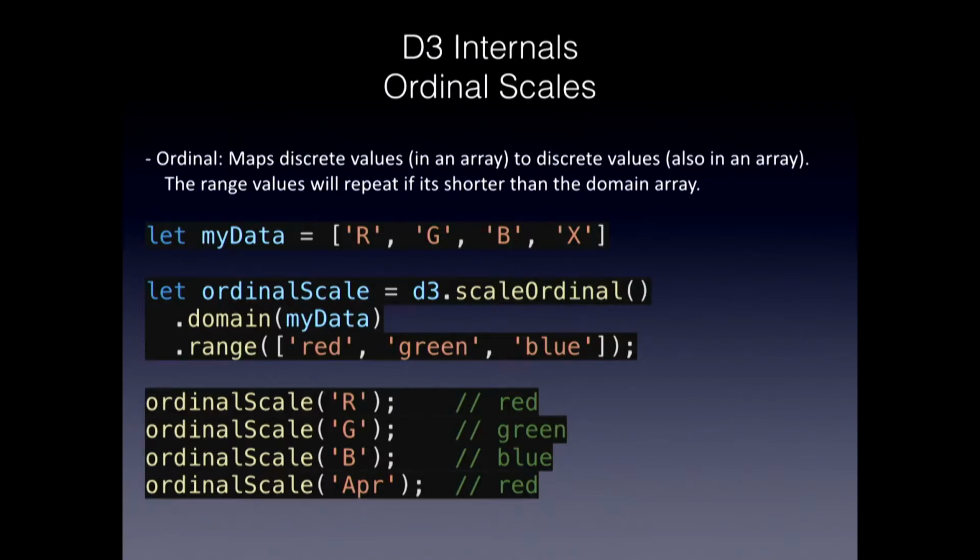So in this case, we're saying the domain is the data, R, G, and B, and the range I want to use are red, green, and blue. So if we call that, in turn, you'll see RGB, red, green, and blue. It'll pick it out in order. And if I do a fourth value there, it'll scroll back to red. So it loops around. You'll often use ordinal scale and band, which I'll follow next, on your horizontal axis. So you might have dates, January, February, March. You might have days, Monday, Tuesday, Wednesday, things that you can generally partition.